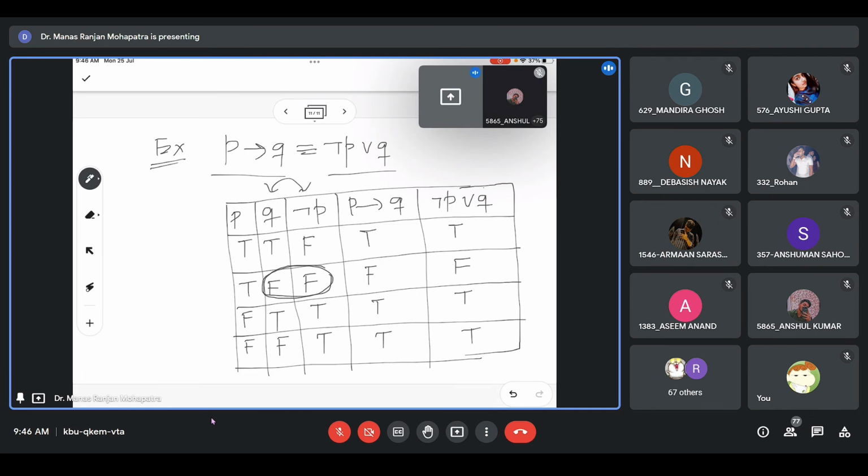Right? Now look at these values. Look at the last two columns. These two compound statements have the same truth value: true, false, true, true. So irrespective of the truth values of P and Q, these propositional variables, they have the same truth value. Hence, these two statements are equivalent. So whenever it is asked to verify the equivalence of two statements, you can go for the truth table and check that the two compound statements have the same truth value.